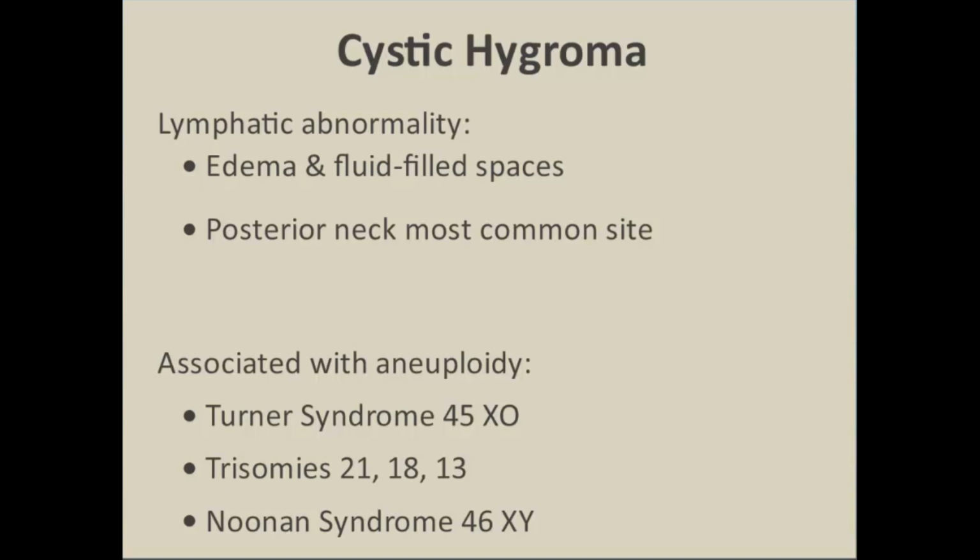This is also associated with the same kinds of abnormal chromosomes as seen with thickening of the nuchal translucency: Turner syndrome, trisomies 21, 18, and 13. It can also be seen with Noonan syndrome, but this situation has normal chromosomes.